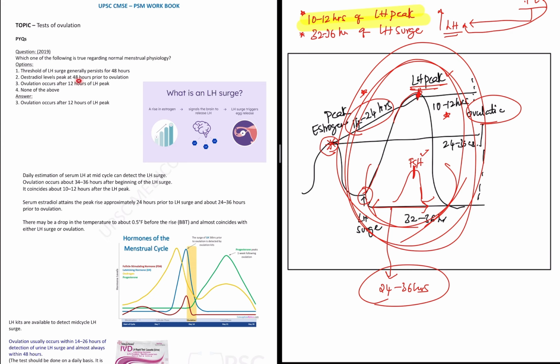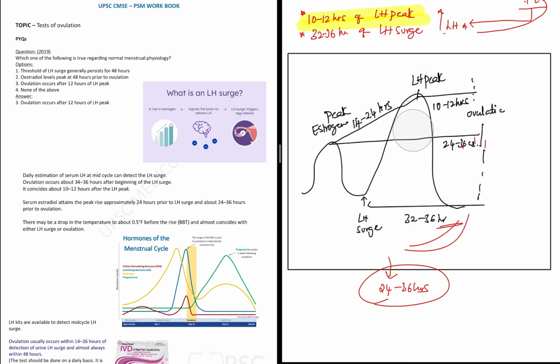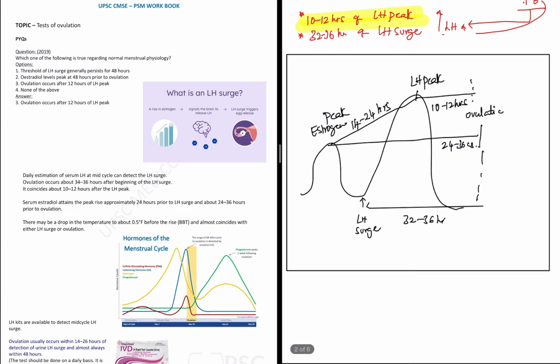Estradiol levels peak at 48 hours prior to ovulation. It's not 48 hours, it's more than that. Because as you can measure here in this image, let me show the same values again. It's mentioned in the books that estradiol levels peak. Here is the peak and here is the ovulation. You have 32 to 36 hours here plus 14 to 24 hours in between. So it is more than 48 hours. So this statement is wrong.